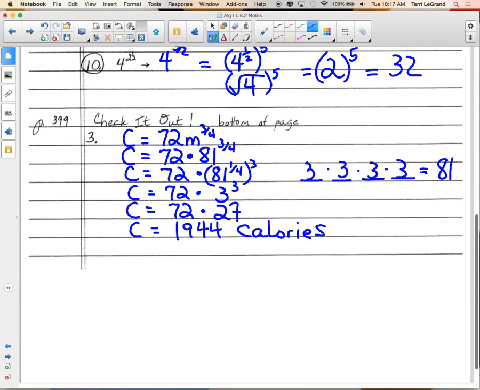Okay, Ben, why don't you get out your loose leaf if you have not yet put a heading on it?